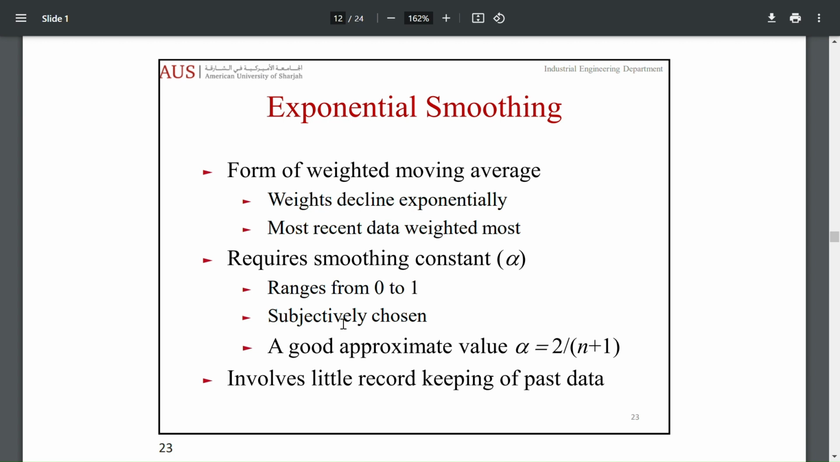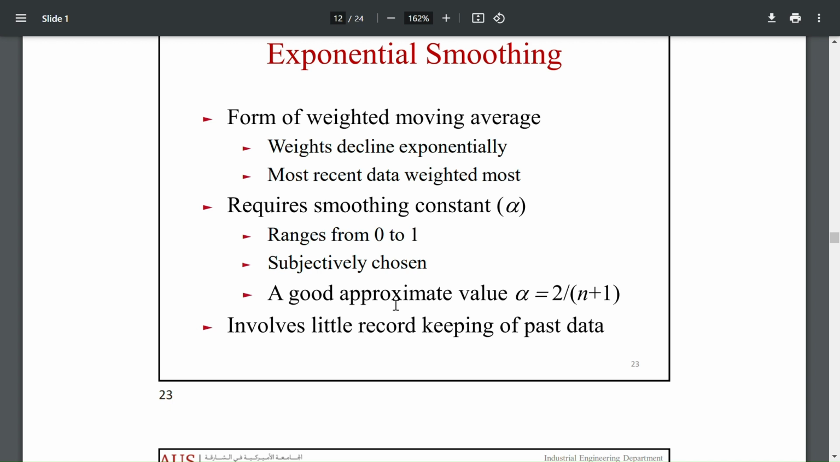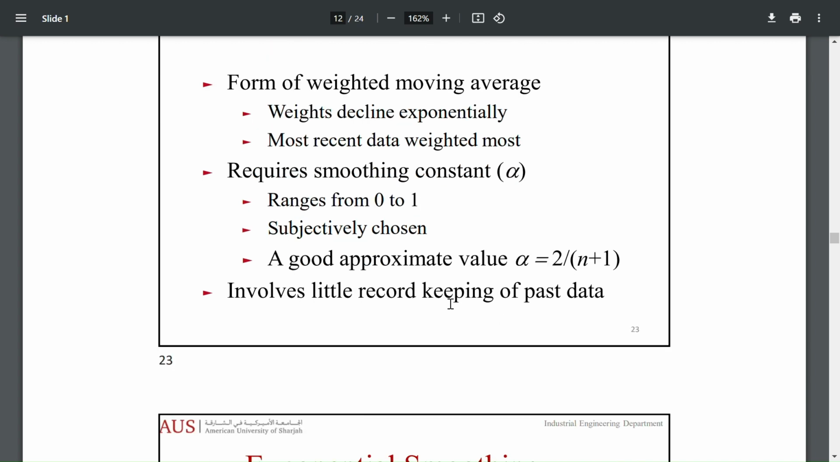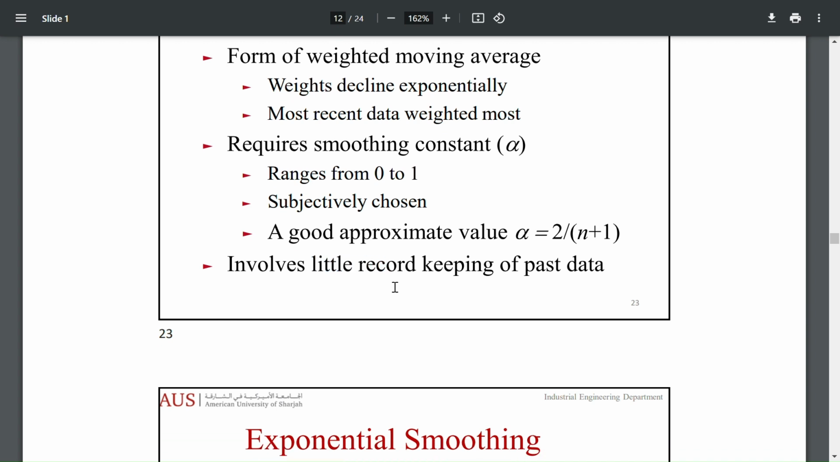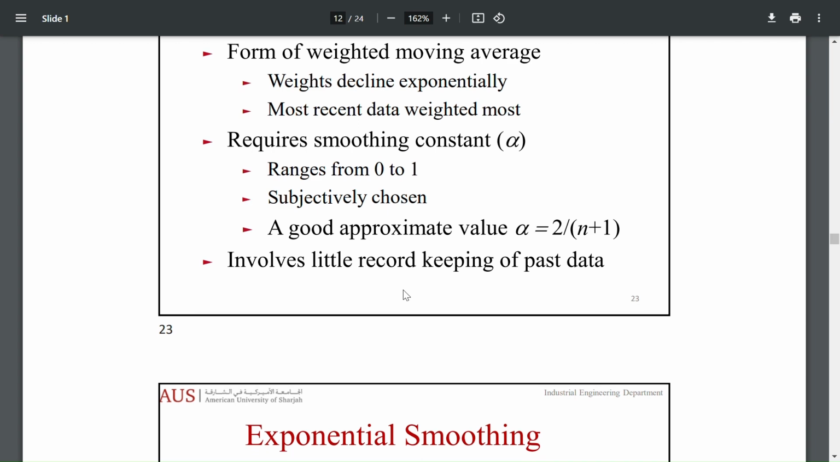So this can be an optimization program to find the best smoothing constant that reflects the data overall. And a good rough approximation value would be 2 over n plus 1, where n is the number of months. Say we have 3 months, we can have 2 over 4, which is roughly 0.5. This is a rough estimation, and it involves keeping records of past data, which could be a cost-effective approach.